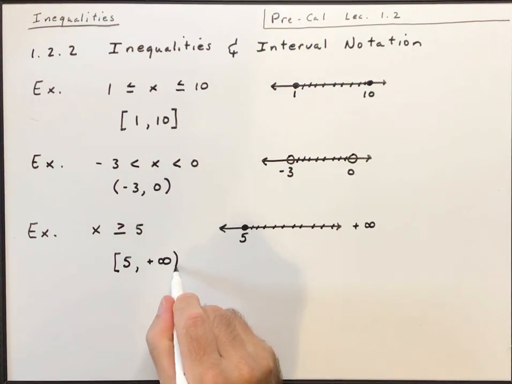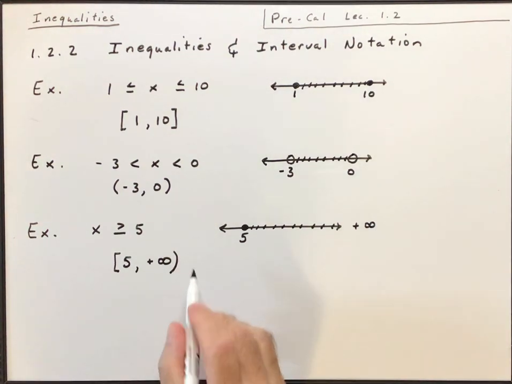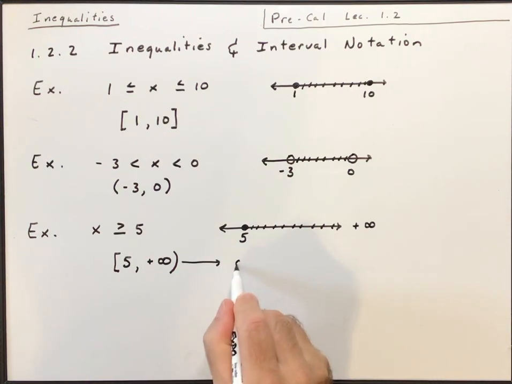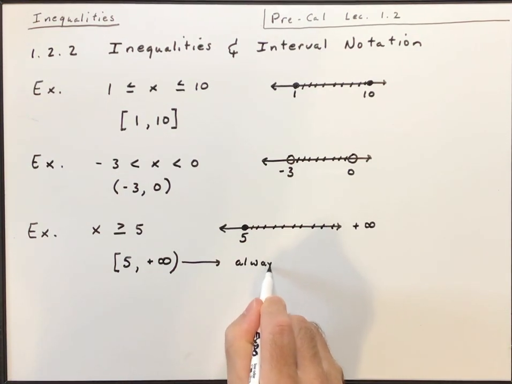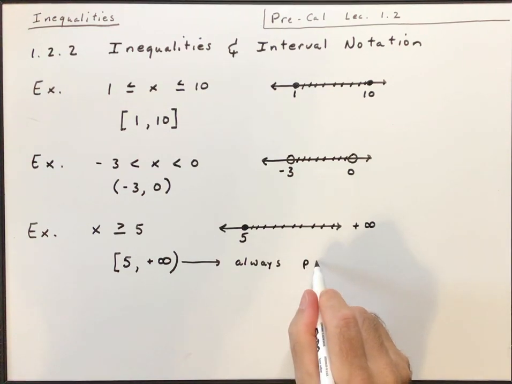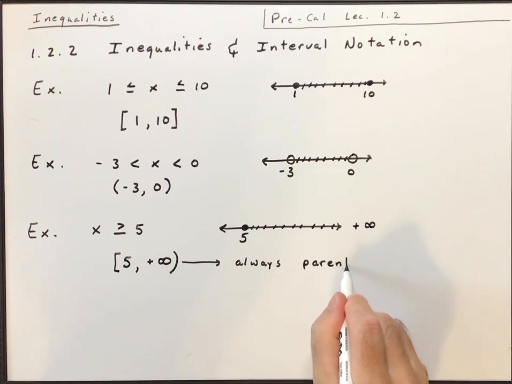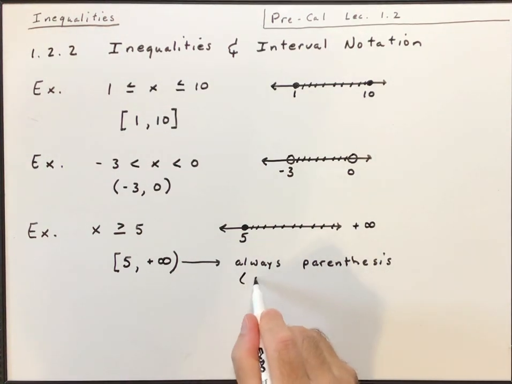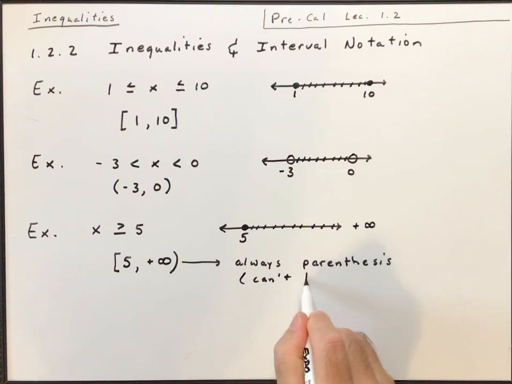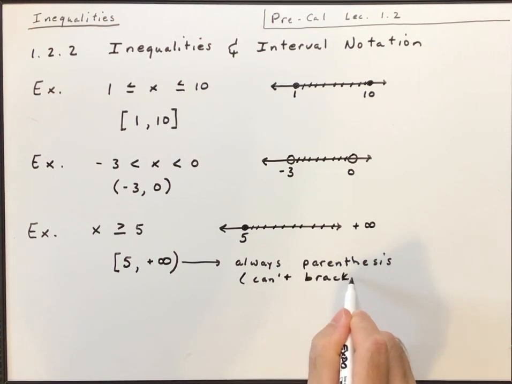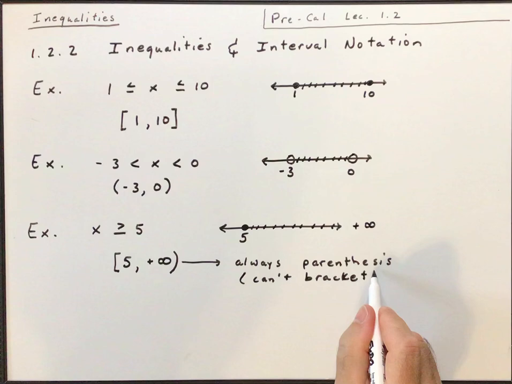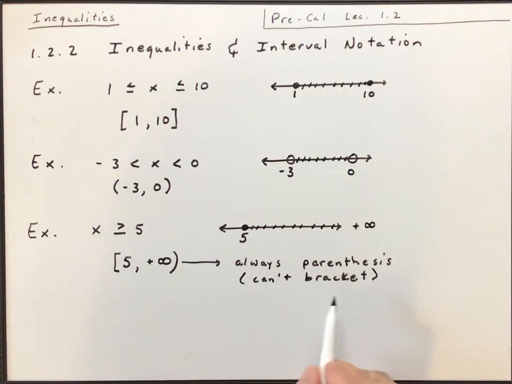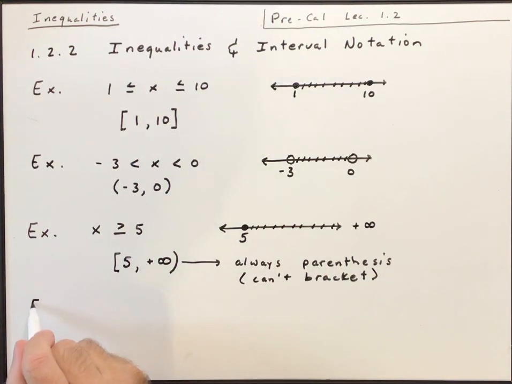Well, since it's greater than or equal to, we would put a bracket around the 5. But the infinity, either negative or positive infinity, always has to be a parenthesis. Okay, you can't bracket infinity, because you can't equal infinity. So whether positive or negative, you can't put a bracket. It's unbracketable.